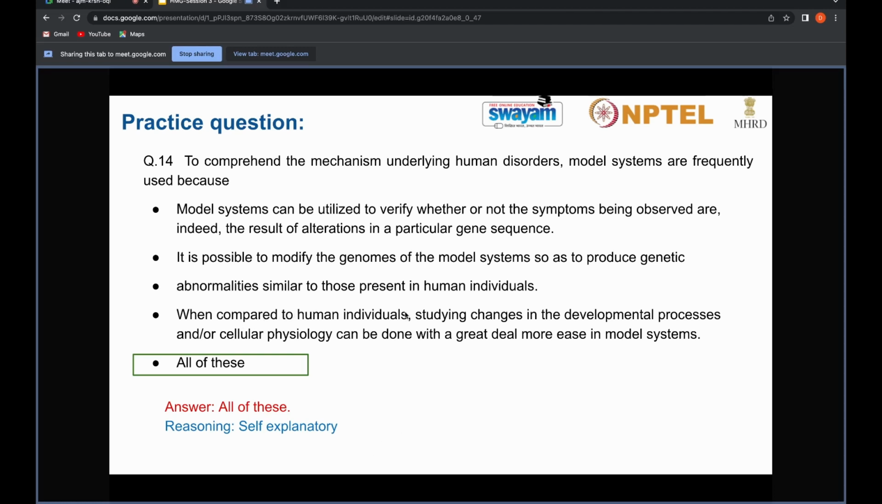And compared to human individuals, studying the changes in developmental processes or cellular physiology can be done with a great deal of ease in the model systems. So these are the reasons why we choose the model organisms as compared to choosing the humans themselves. These are the advantages of choosing the model organisms.